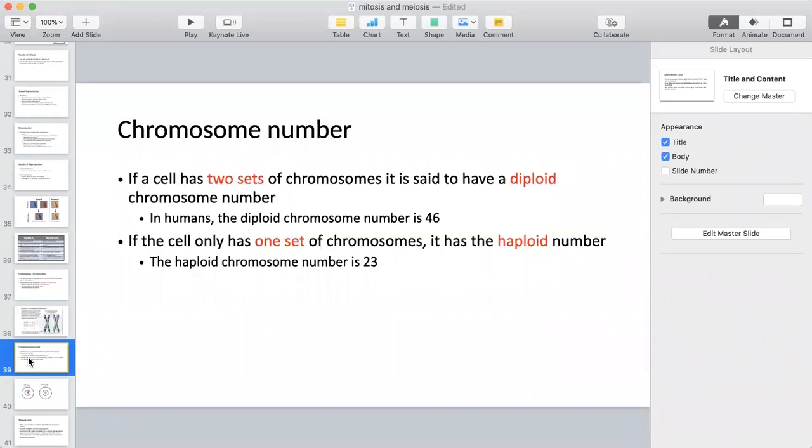If a cell has two sets of chromosomes in it, which all of our somatic cells do, then we're going to call that cell diploid. Write down the term diploid. Diploid refers to a cell that has two complete sets of chromosomes. In humans, the diploid chromosome number is 46. We have 46 chromosomes in our somatic cells. Somatic cells are also called body cells.